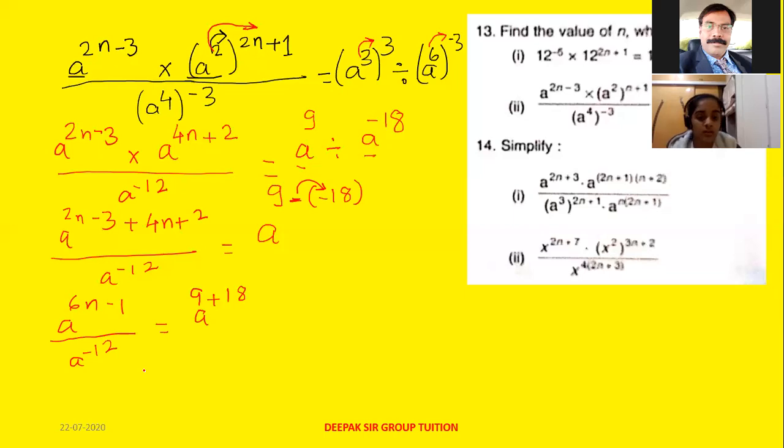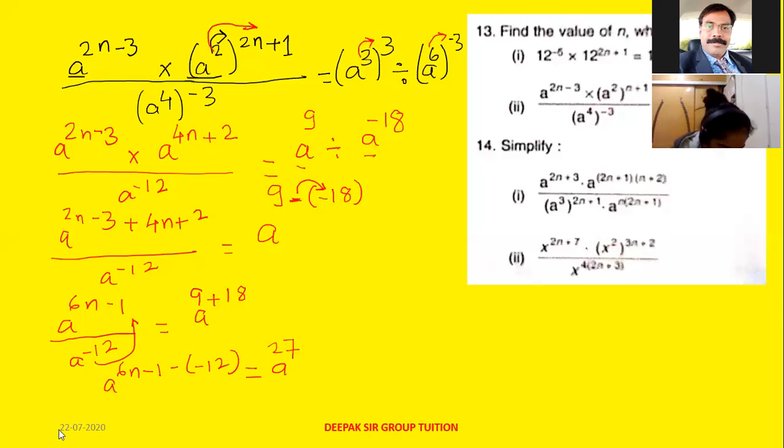Now this power will go up, because both bases are the same and they are in division. So this will become minus of minus 12. As per the rule, a raised to m divided by a raised to n, we have to subtract because the division sign is there. So when this a raised to minus 12 goes to the numerator, it will become minus of minus, is equal to a raised to 27. Is that clear?